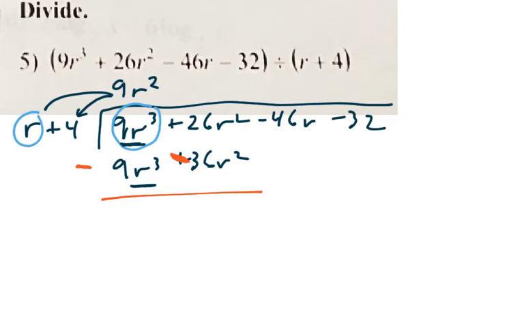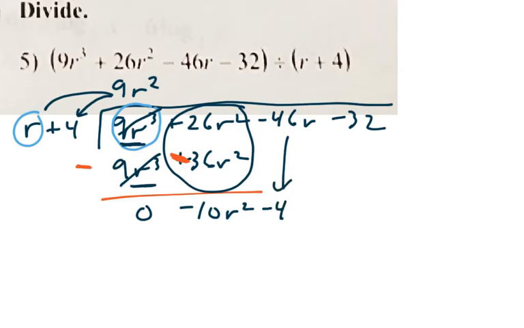Okay, so notice that 9r cubed minus 9r cubed is 0. We always want it to zero out here. Now here we will get a remainder about 99% of the time. 46 minus 36 is 10r squared. Now we're going to bring down the negative 46r. So it's like long division in elementary school, except now we're doing it with x's and r's or whatever.